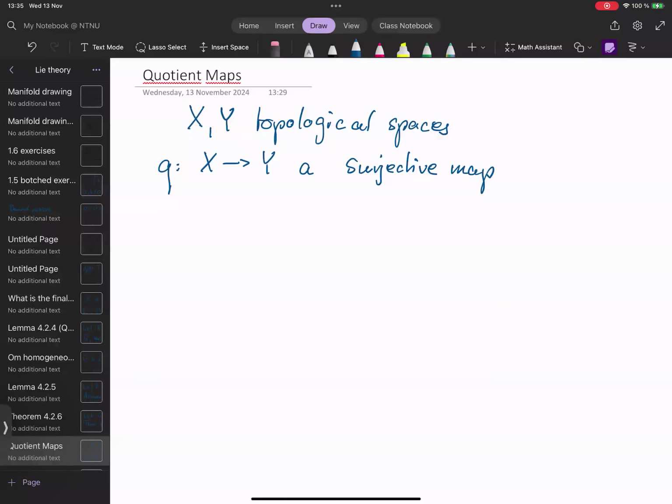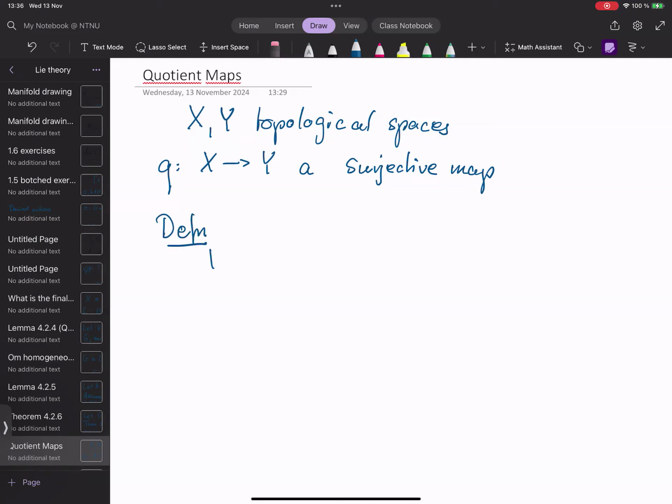In this video, we are looking at quotient maps. Quotient maps are an auxiliary construction for us here. They are right from topology, meaning that we are only talking about continuous maps, so no differentiability structures here. And we start with two topological spaces, X and Y, and a surjective map Q, and then we make the following definition.